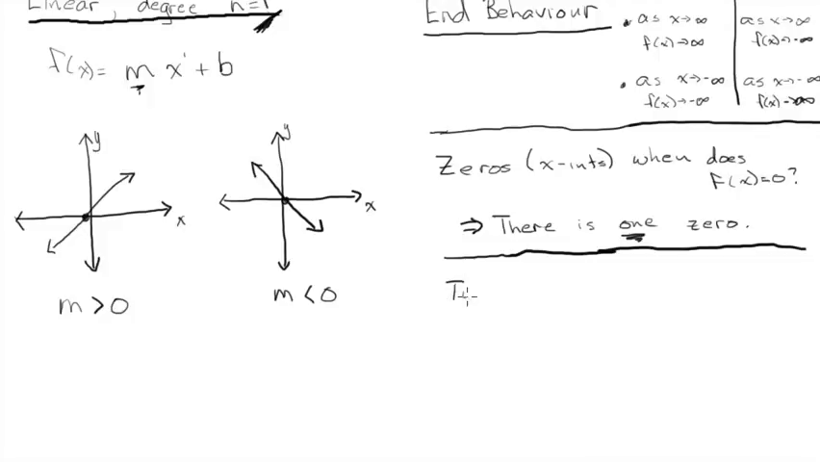And the final thing we're going to look at is turning points. So you have to remember what a turning point is. A turning point is when a function changes from increasing to decreasing. Well, notice this linear function is always increasing, right? It's always going up from left to right. And this one is always decreasing, always going down from left to right. So if neither of these ever changes from increasing to decreasing or decreasing to increasing, there are no turning points.